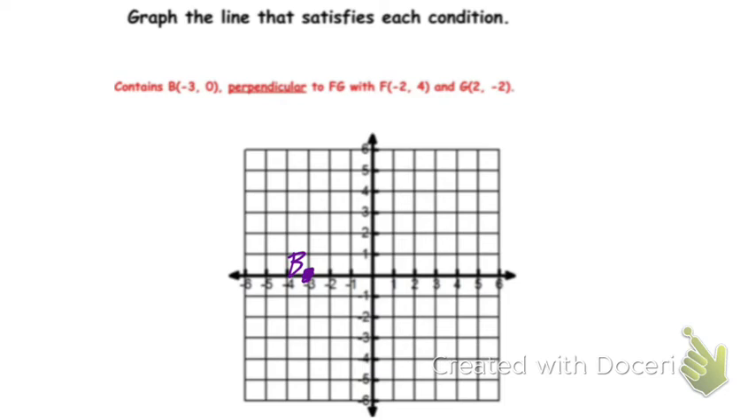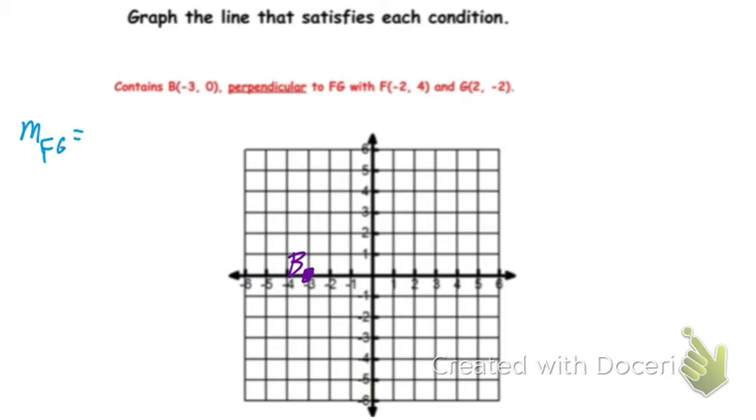Now we need the slope of line FG. Raise your hand if you'd rather find the slope of line FG graphically or mathematically. Raise your hand for graphically. Hands down, raise your hand for mathematically. Oh, dead even. We'll do mathematically. Alrighty, so, slope of line FG.